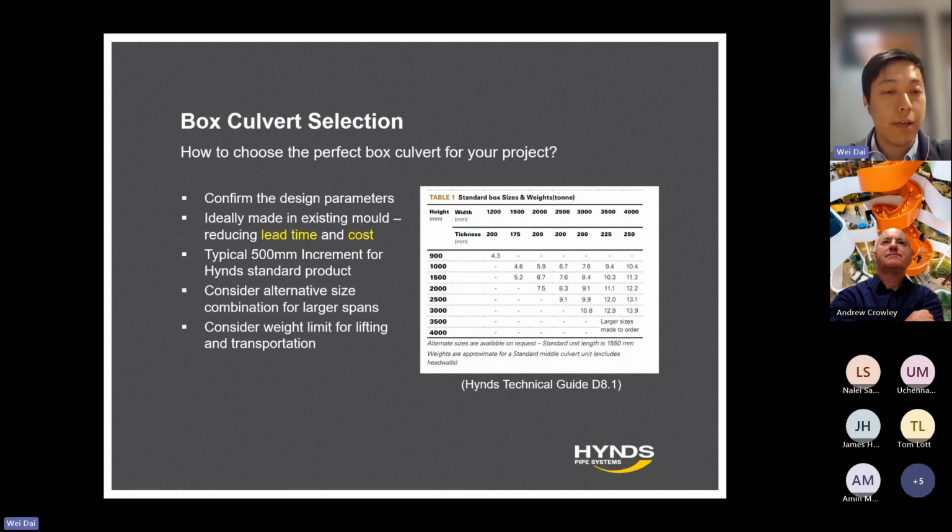Typically, if we look at the standard box culvert sizes from Hynds, there's a 500 mil increment of the box culverts. So you will see that if you are choosing a 1500 by 1500 box culvert and you want to make it larger, you can go to a 2000 mil by 2000 or 2000 by 1500.